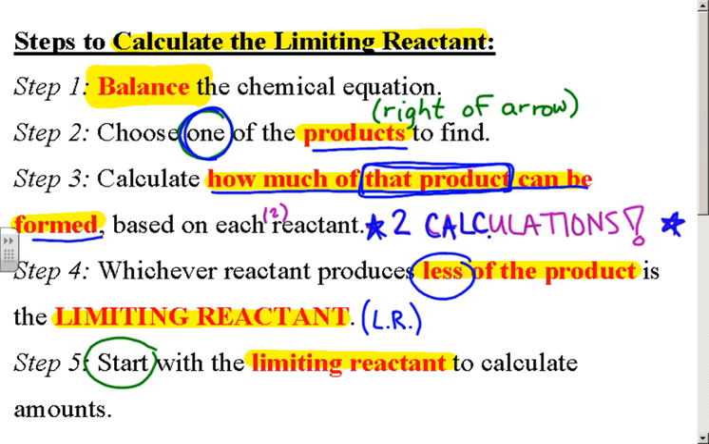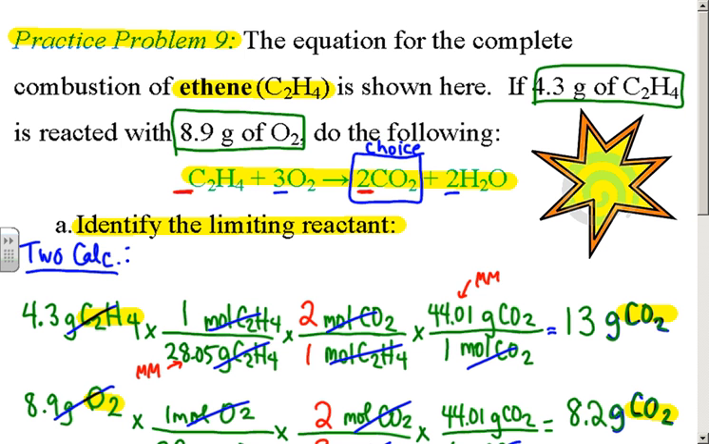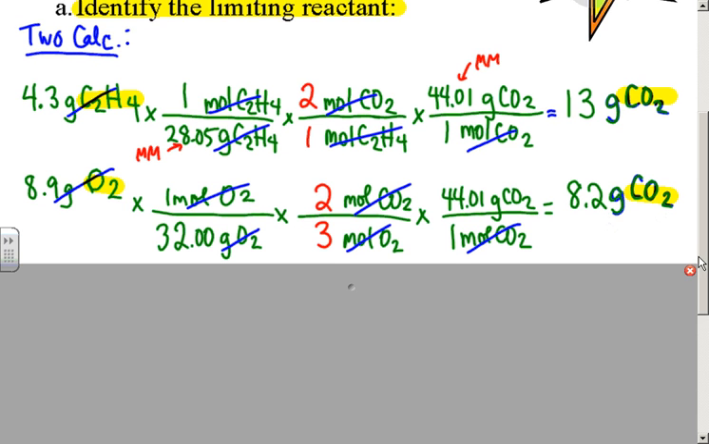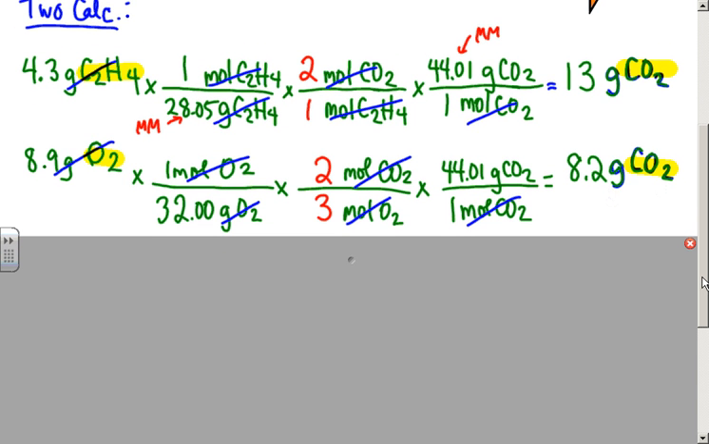We're now on step 4. It says whichever reactant produces less of that product is the limiting reactant. And remember, limiting reactant is often abbreviated LR. So we're looking for which substance runs out first. According to this calculation we just did, we found that from the ethene, the C2H4, you would be able to produce 13 grams of CO2.